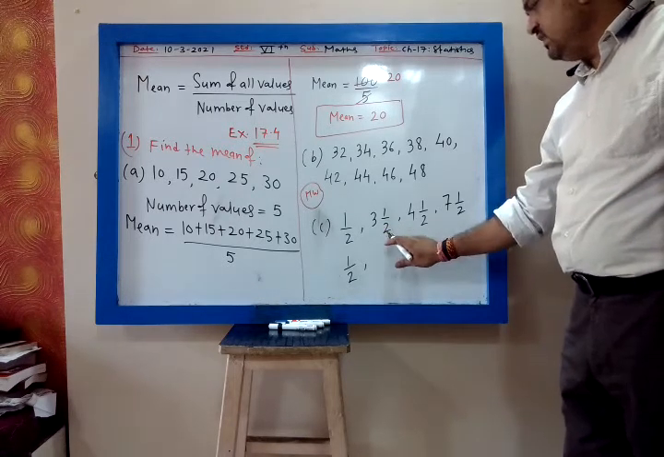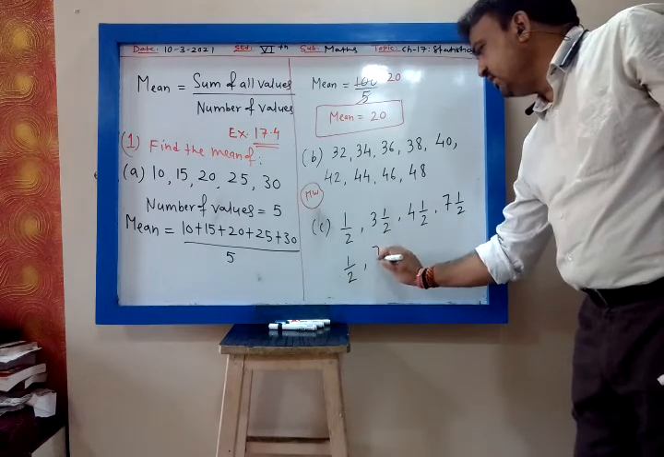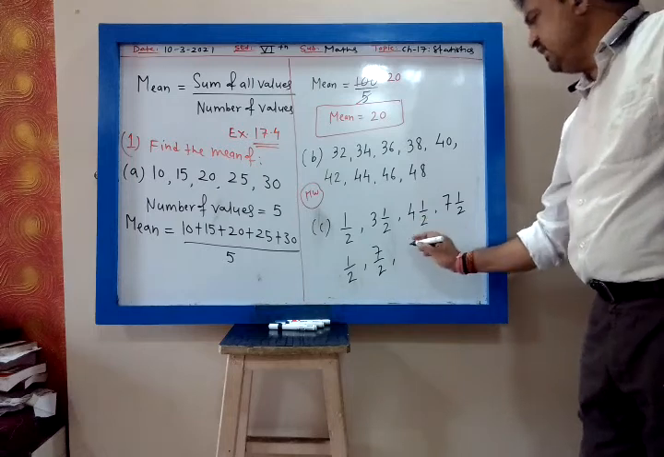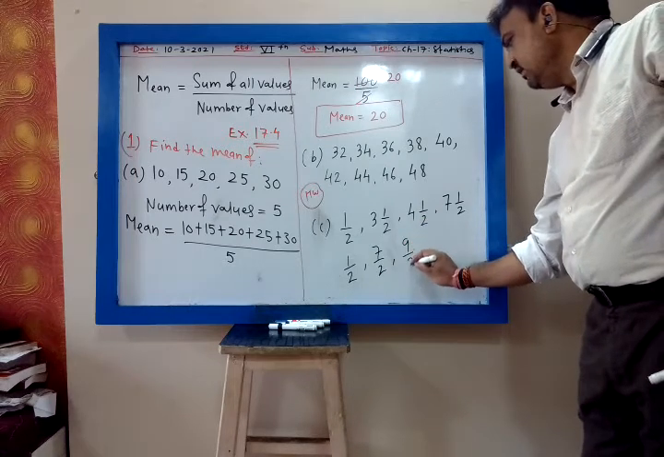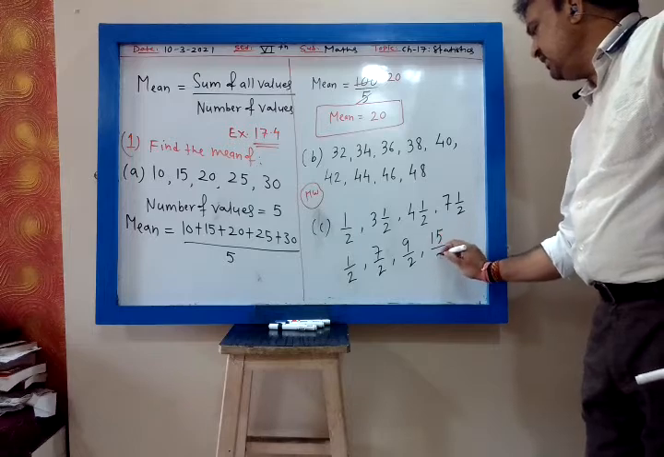3 twos are 6. This is a mixed fraction. 3 twos are 6 plus 1, 7 by 2. B is homework. 4 twos are 8 plus 1, 9 by 2. Then 7 twos are 14 plus 1, 15 by 2. Mixed fractions we convert in this form.